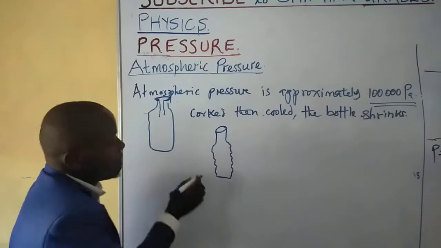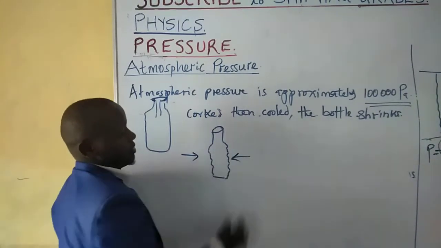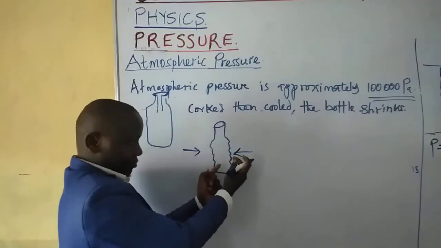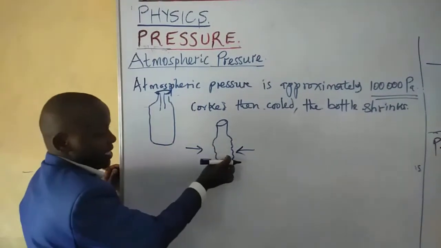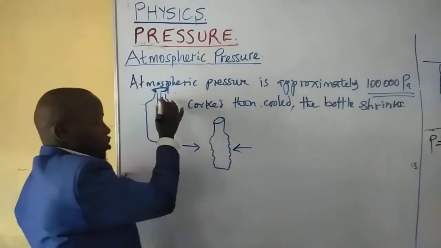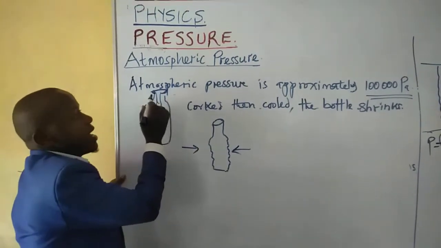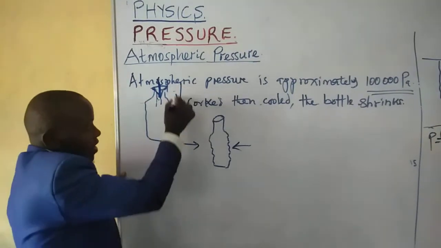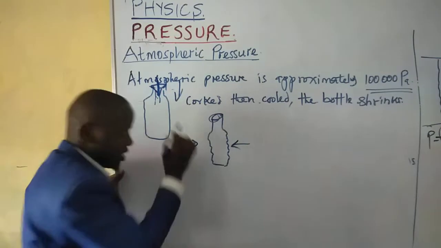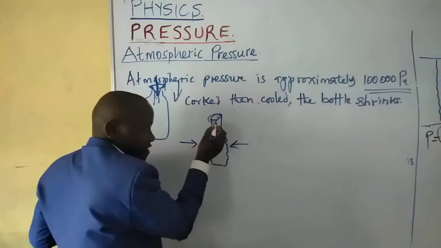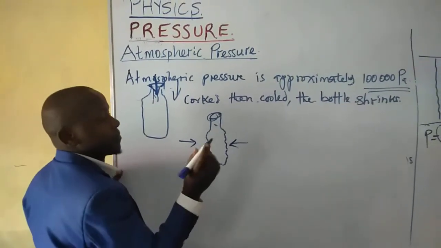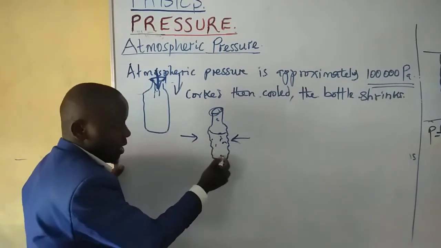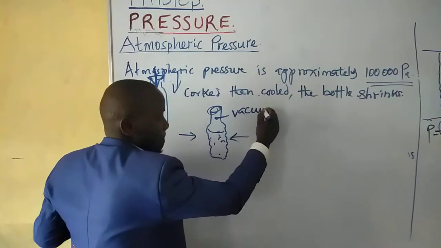Meaning, it's like there is a force acting from the external environment towards the bottle. And the force is acting because initially it was open, and when it is open, atmospheric pressure is acting both inside the bottle and outside. But once it is corked and cooled, it means that the vapor which was here first condenses to water and falls back in the bottle, and you find that it leaves a vacuum here.